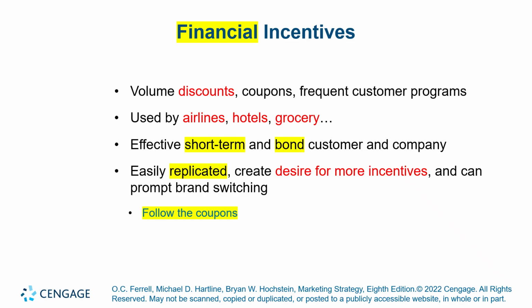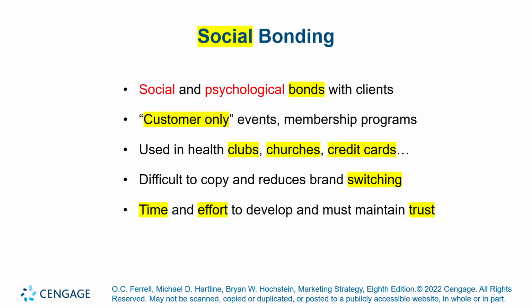And it can prompt brand switching. So if they want more incentives, whichever brand gives them more, they're going to switch, right? They follow the coupons. Wherever they get a coupon, they'll switch brands. So that's the pros and cons of financial incentives. Okay. Next strategy is social bonding.